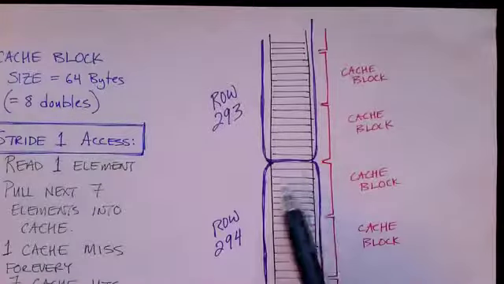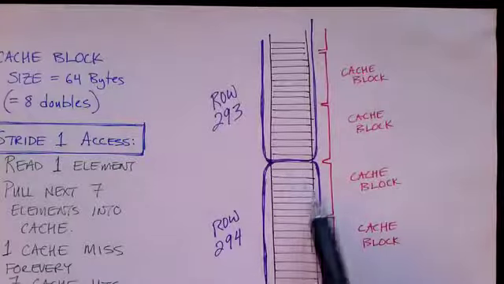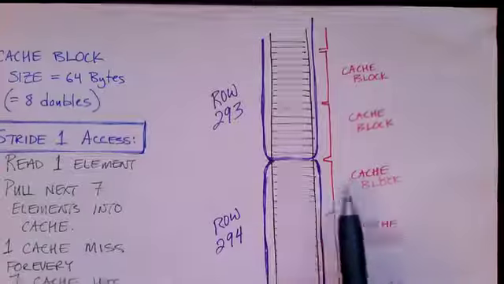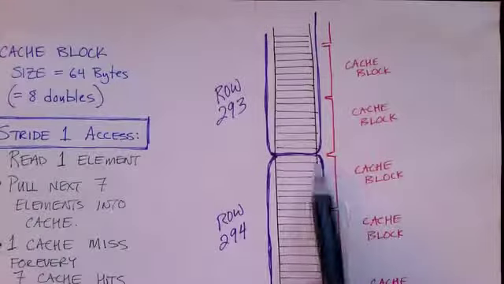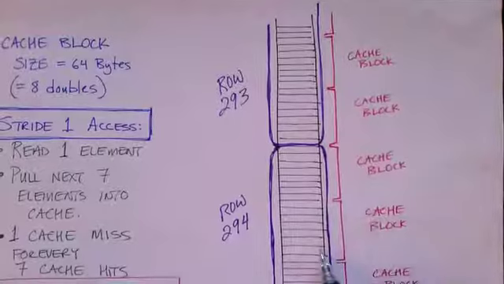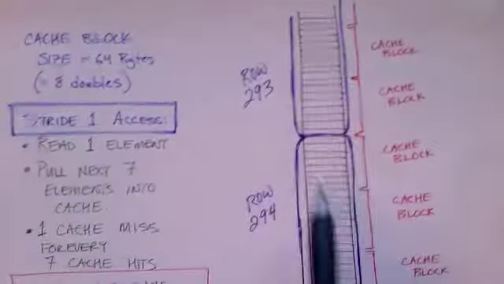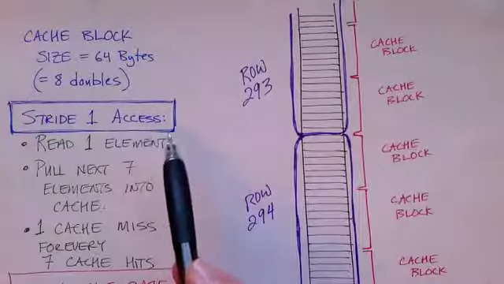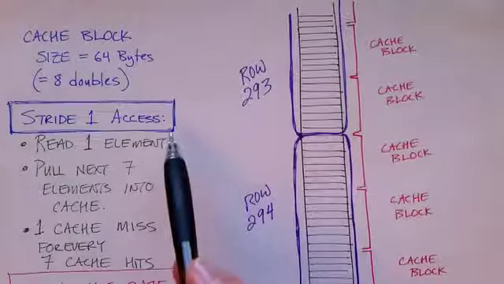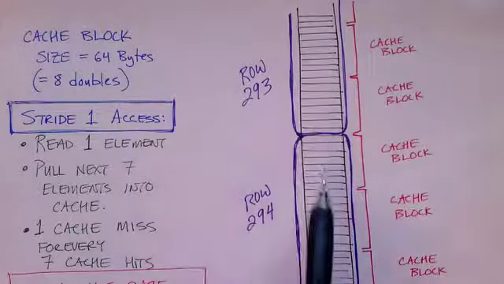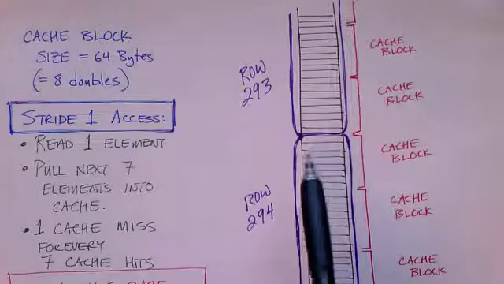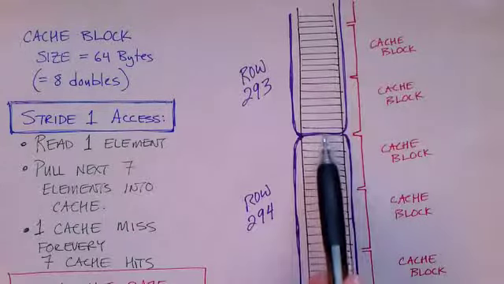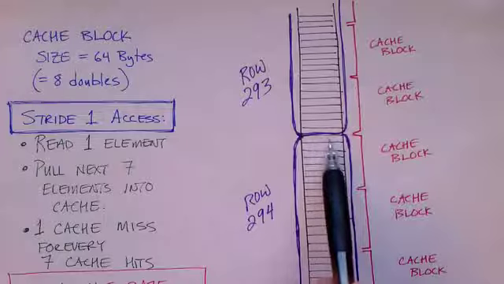Each one of these rectangles is supposed to be 8 bytes, so it can hold one double precision number. And since each block holds 8 doubles, the blocks are fairly small, like this. So let's imagine that we've got a nice, well-behaved program that has a stride 1 access. In other words, it's going through the memory in sequential order. So when it reads a double, so say when it moves from row 293 to row 294, it might read this double right here.